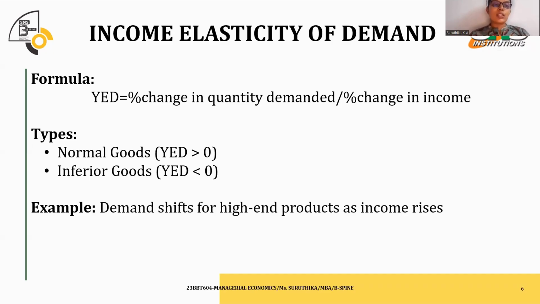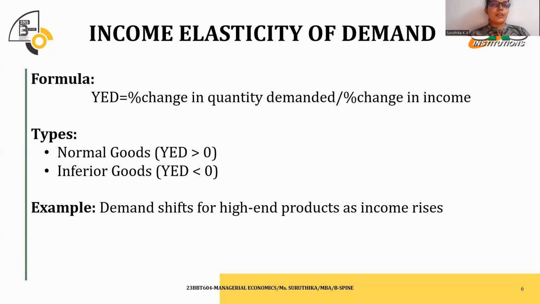On the other hand, a good is said to be inferior, affordable by the masses, even by the people with the least income, when income elasticity of demand is less than 0. So the lesser the income elasticity of demand, the more is the affordability towards the product.